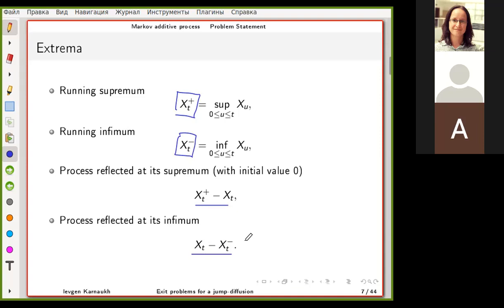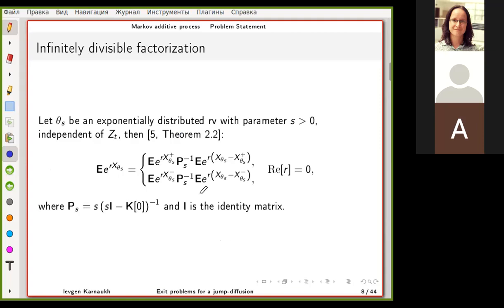The connection of the moment-generating functions of these given functionals is represented by the identity of infinitely divisible factorization. These equalities we call infinitely divisible factorization. It is a well-known result. Dmitry Vasilyevich proved this result using a mix of analytical and probabilistic approaches. Recently, Klusik and Palmowski in 2014 reproved this factorization using a purely probabilistic approach.